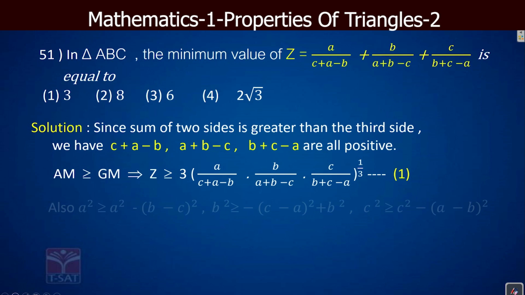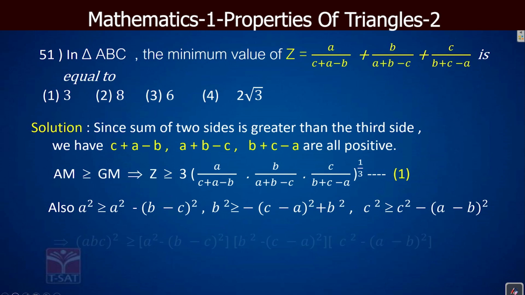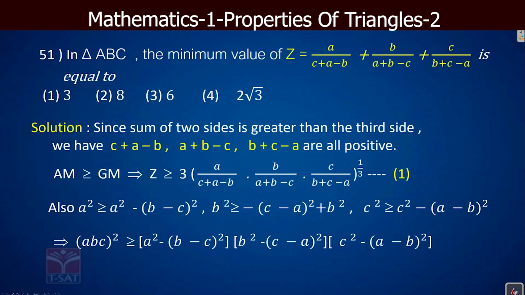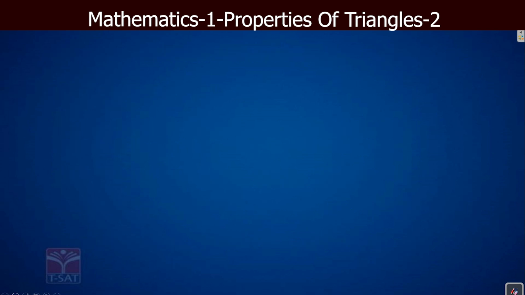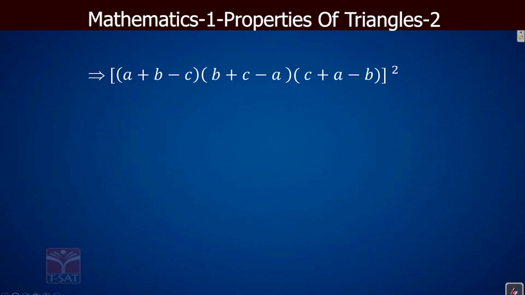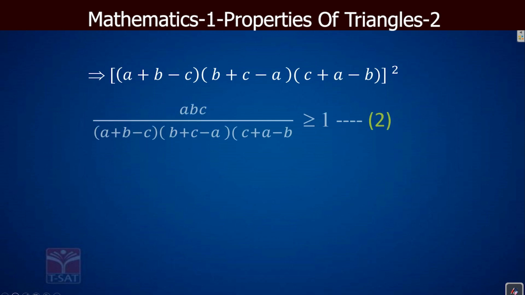Also we know that a² is greater than or equal to a² minus (b minus c)², b² is greater than or equal to b² minus (c minus a)², and c² is greater than or equal to c² minus (a minus b)². So on multiplication, (abc)² is greater than or equal to [a² minus (b minus c)²][b² minus (c minus a)²][c² minus (a minus b)²], which is nothing but [(a plus b minus c)(b plus c minus a)(c plus a minus b)]². So abc by (a plus b minus c)(b plus c minus a)(c plus a minus b) is greater than or equal to 1. So 1 and 2 imply z is greater than or equal to 3.